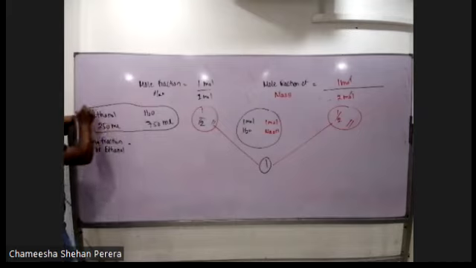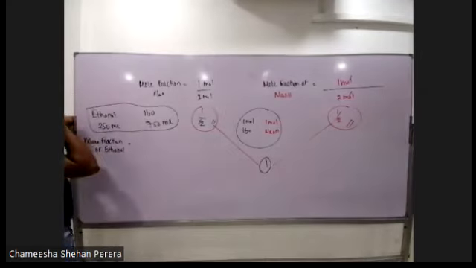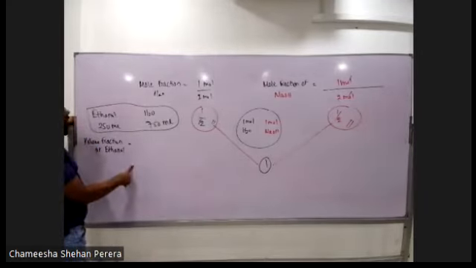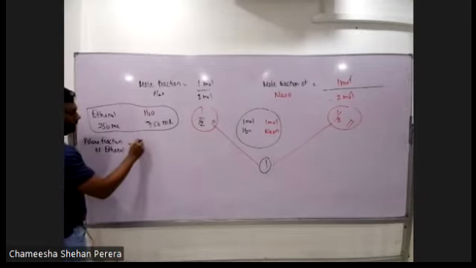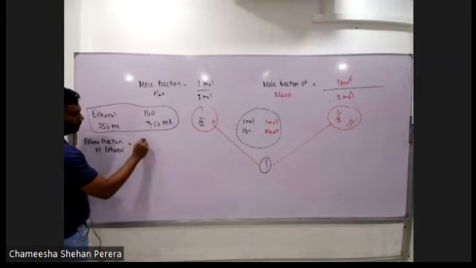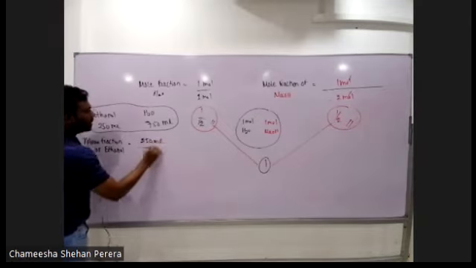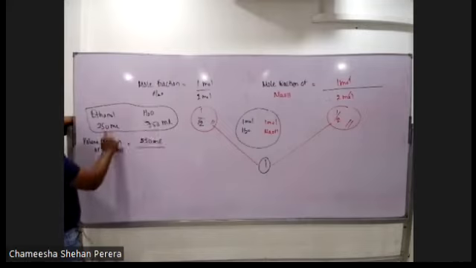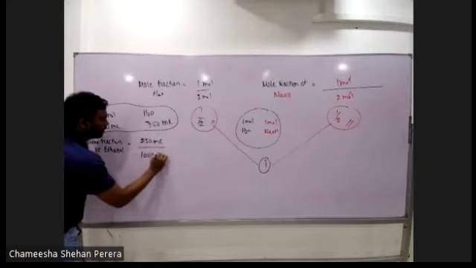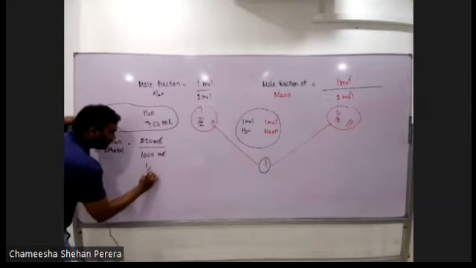I'm making another new mixture in which 250 ml is ethanol and 750 ml is water. So how to find out the volume fraction of ethanol? How much volume of ethanol is present? 250 ml. What is the total volume of the mixture? 750 plus 250, that is 1000.